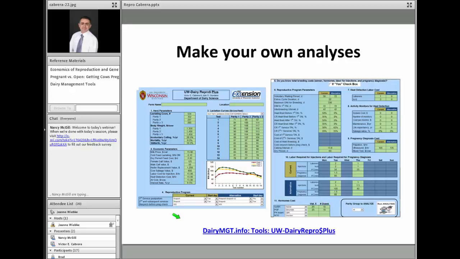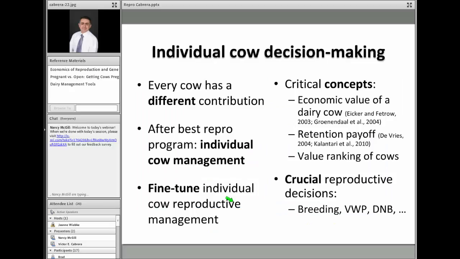Important thing I want to highlight here is the fact that you can define very detailed reproductive programs, including several options of synchronization programs, and also you can combine those with heat detection, or you can do only heat detection programs. Once you define all your lactation curves and all your economics and specifics of the reproductive programs, you will do your analysis, and you can actually find out which are your best options to improve reproductive efficiency.